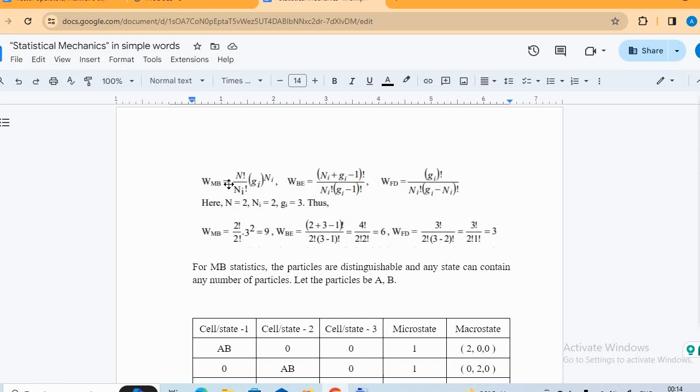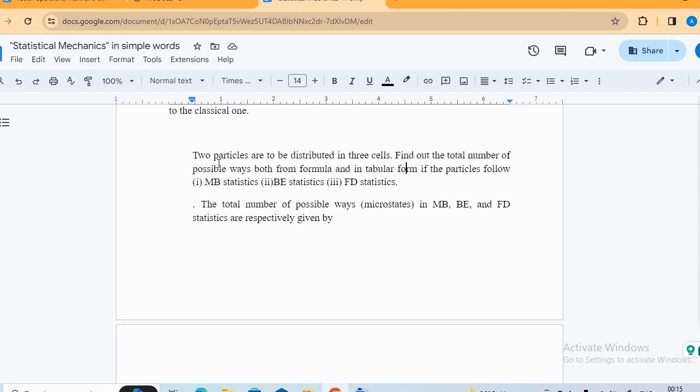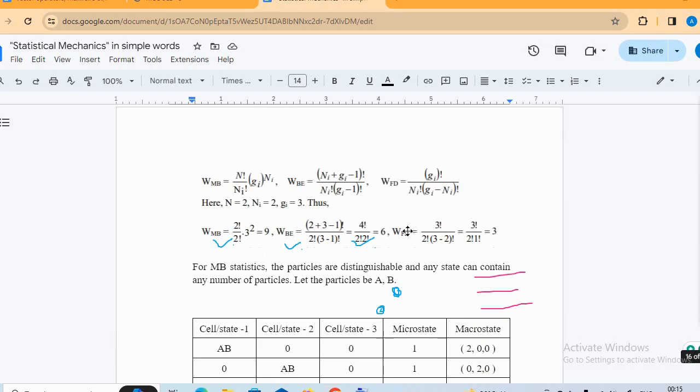First you start with Maxwell-Boltzmann. The Maxwell-Boltzmann statistics simply gives you 2 factorial by 2 factorial times 3 to the power 2. So this is 3 squared, which is 9. For Bose-Einstein, this gives you (2 plus 3 minus 1) factorial divided by 2 factorial times (3 minus 1) factorial. So this gives you 6 possibilities, and for Fermi-Dirac, this is 3 possibilities. So what does it give? We have 2 particles and 3 cells. How are we going to arrange them? What are the possibilities? You have 9 possibilities, 6 possibilities and 3 possibilities.